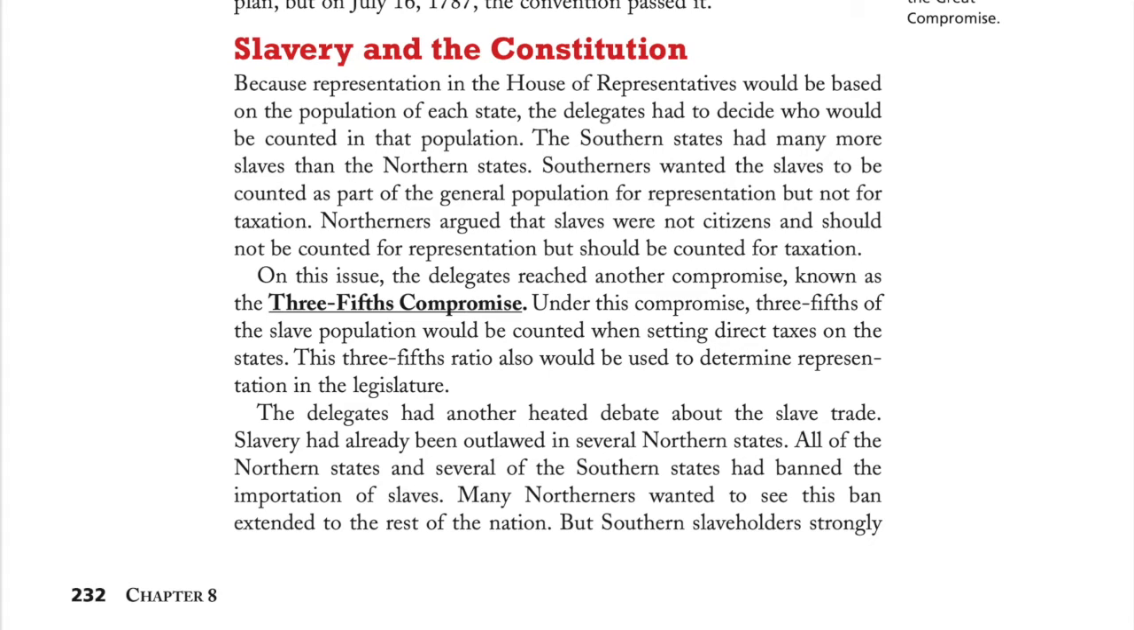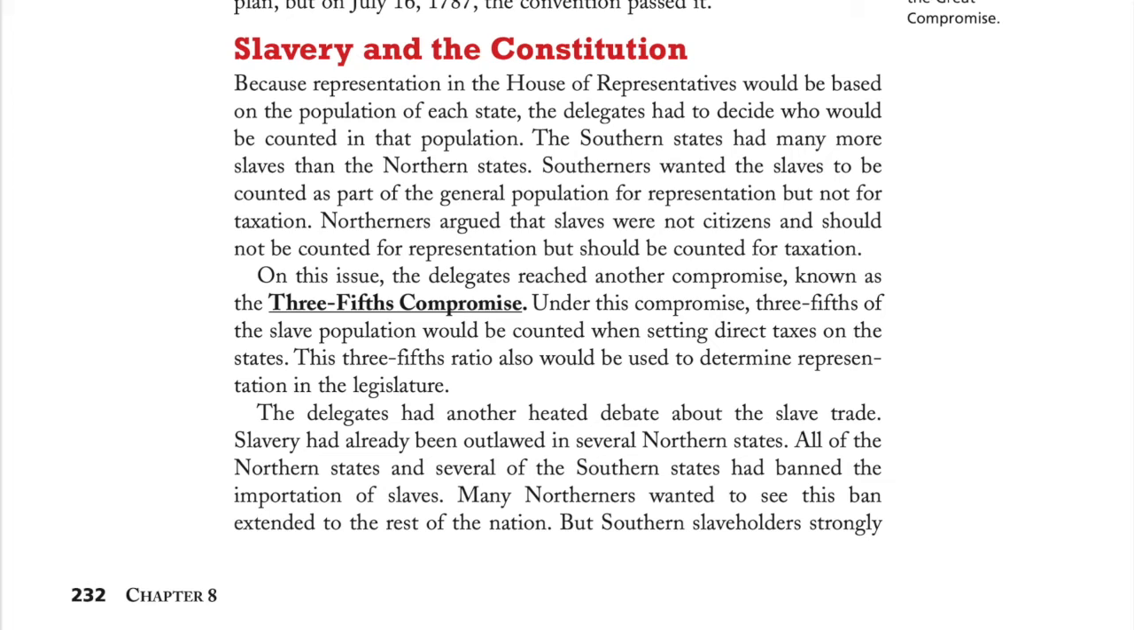On this issue, the delegates reached another compromise, known as the 3/5 Compromise. Under this compromise, 3/5 of the slave population would be counted when setting direct taxes on the states. This 3/5 ratio also would be used to determine representation in the legislature.